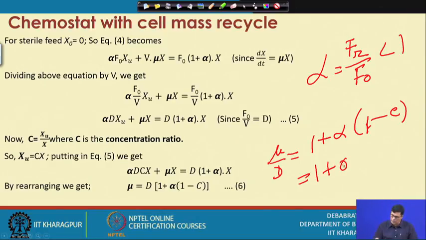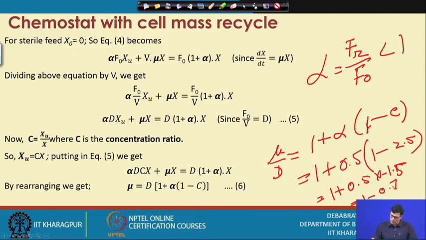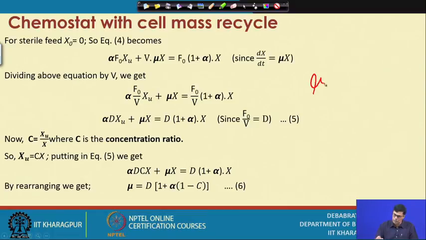So, let us assume it is 50%, 0.5, and 1 minus, and I told you C always should be greater than 1. So, if we assume this is 2 or 2.5, then what will happen, that 1 plus 0.5 into this will be 1 minus 1.5. 1.5 is how much? This will be after 1 minus 0.75, am I right? So, this will be 0.25. Now, if it is 0.25, so what I can write, the mu by D equal to 0.25.